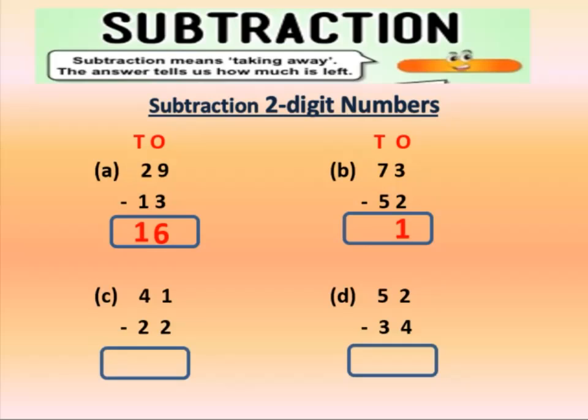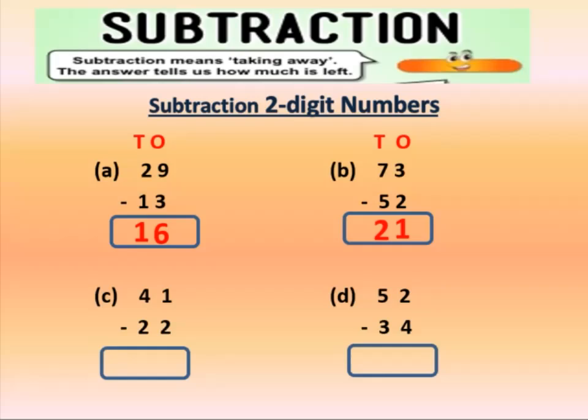In tens column we have to subtract 5 from 7. So keep 5 in your mind and count till 7 and open your fingers. After 5 we have 6, 7. So how many fingers? Yes, 2. Well done.